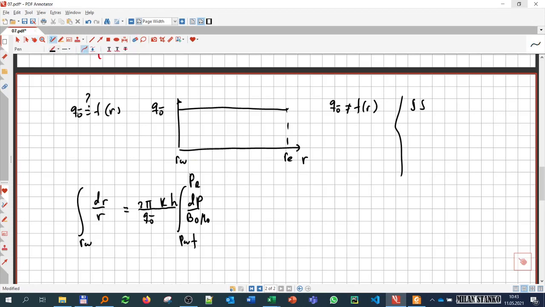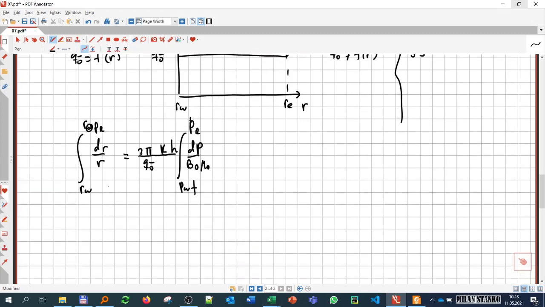Then here I come with a hiccup: I have to say until the radius at which I have reservoir pressure. It sounds like a big issue, but it's not so much of a big issue. If you remember our plot of pressure versus radius, here we have RW and RE. You remember that it looks something like that.